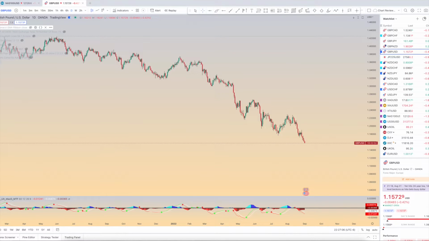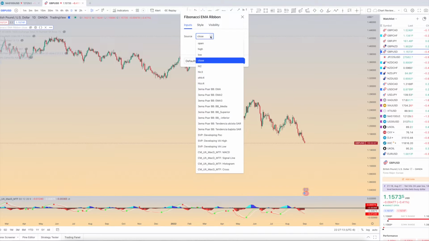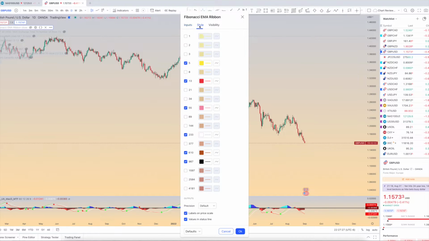Okay, so I prefer the Fibonacci EMA ribbon, and at the close, right? I use the close as my source. So you can use the open, the high, the low, high-low-2, or whatever. You can pick whichever one you really want in there. I just like the close. It's a personal preference.